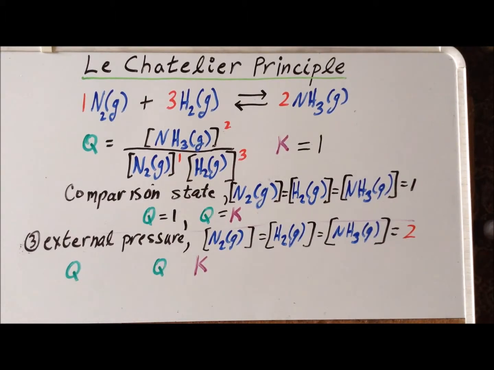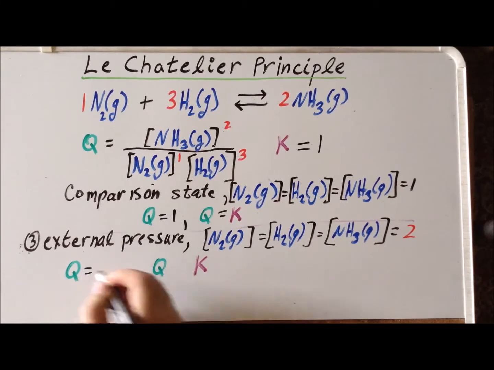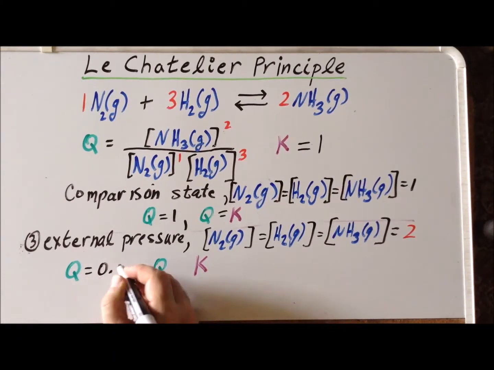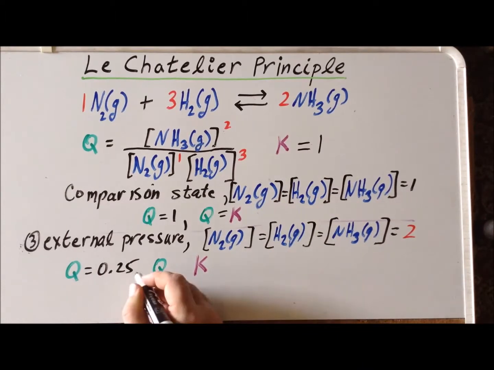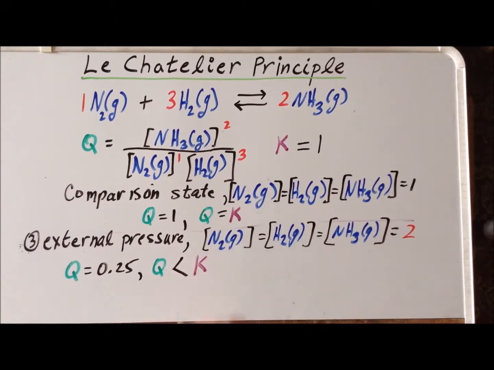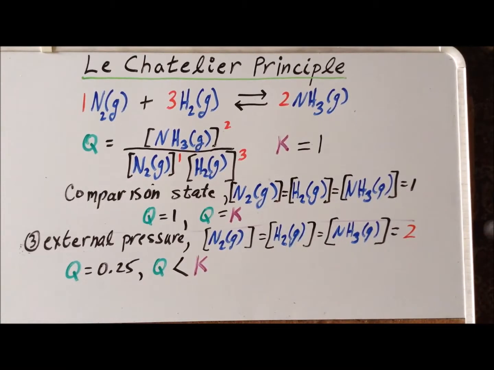So now we simply substitute 2 for each of the expressions in the reaction quotient Q, and we would find that the reaction quotient now has a value of 0.25. We know that the equilibrium constant is equal to 1, so therefore we have found that Q, again, is less than K. We are too far to the left, and the system will respond by shifting the equilibrium to the right.